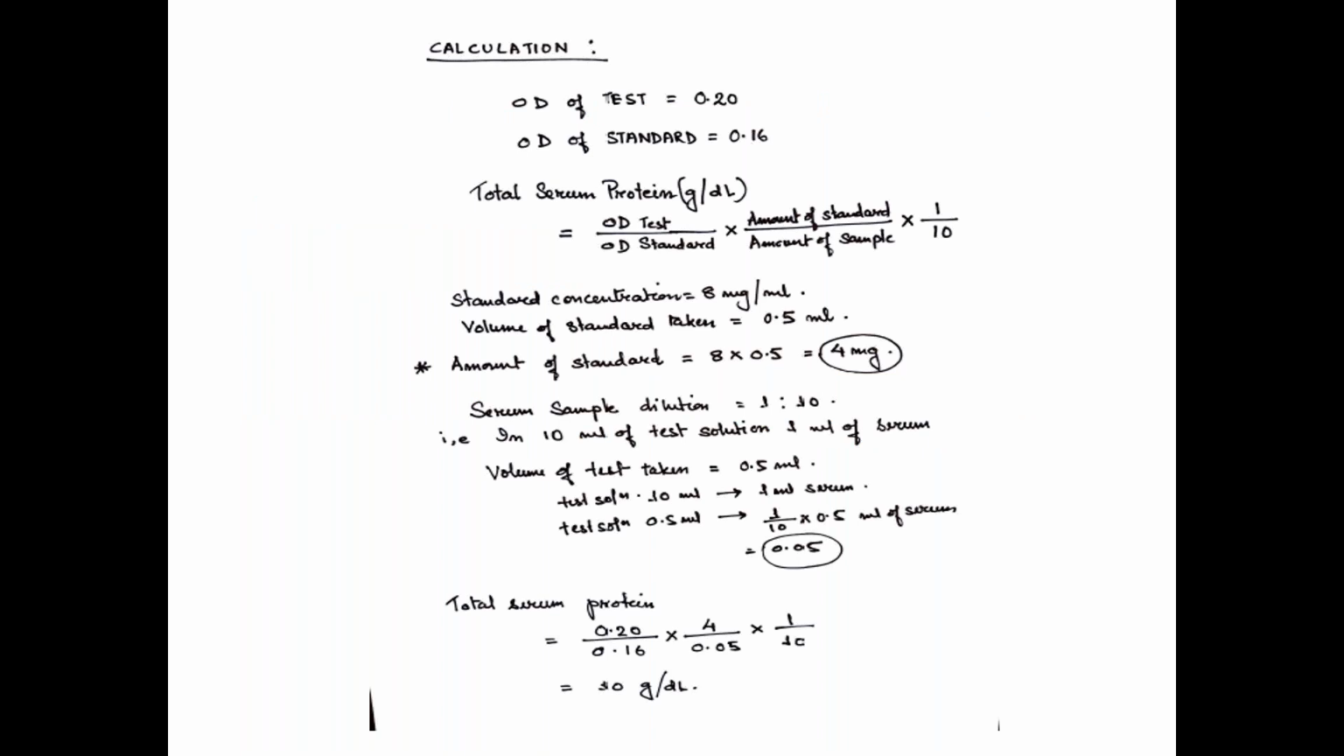So after performing the test, you will get one OD for the test and one OD for the standard, right? So this is one example. After the practical, OD of the test is 0.20 and OD of the standard is 0.16. Okay, you will put these values in this formula in order to calculate the total serum protein. Here, OD of the test 0.20 and OD of the standard 0.16. But here, what is the amount of the standard and amount of the sample?